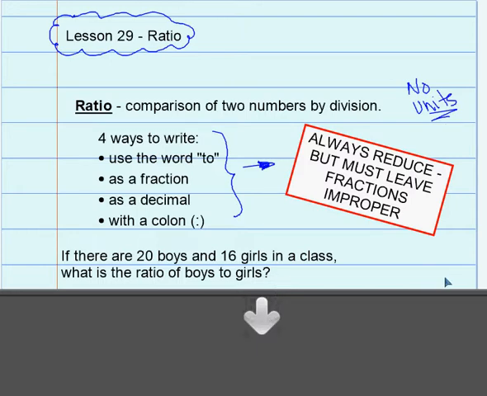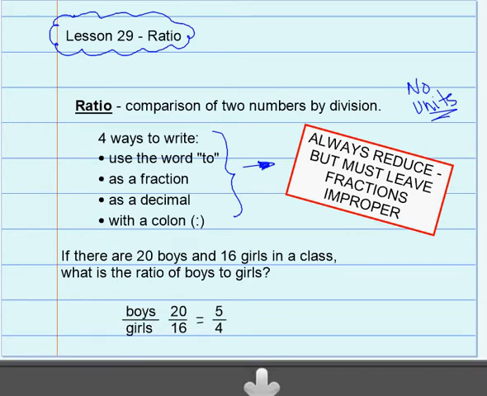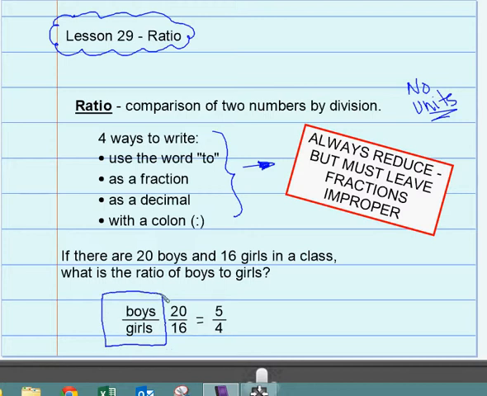Okay, so let's take a look at an example. If there are 20 boys and 16 girls in a class, what is the ratio of boys to girls? What I suggest that you do is that you label your fraction on the side. So over here, I created the ratio that I wanted. It was the ratio of boys to girls. And then I fill in the fraction accordingly. So it'd be 20 boys to 16 girls.